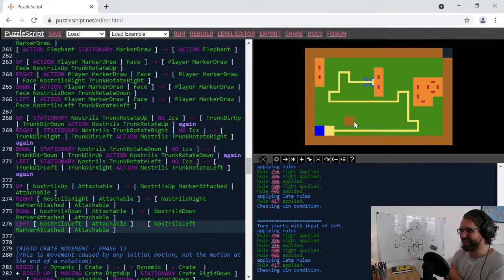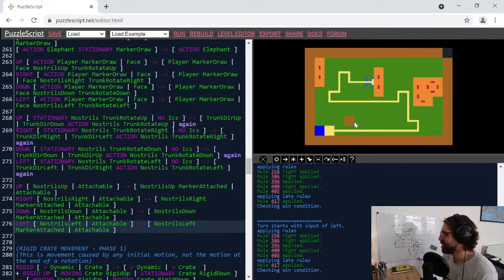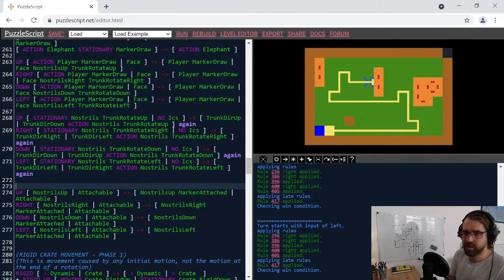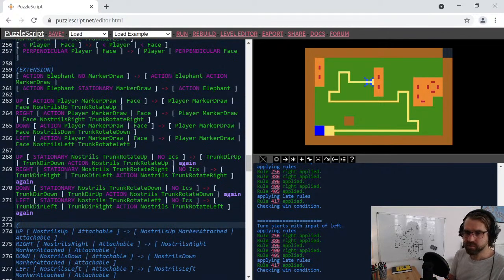This is so silly. Okay, so now that I'm attached, I just need to go, if we're not drawing, and okay, let me comment some of this stuff out as well. Not out, like just attach nostrils to attachable surface.